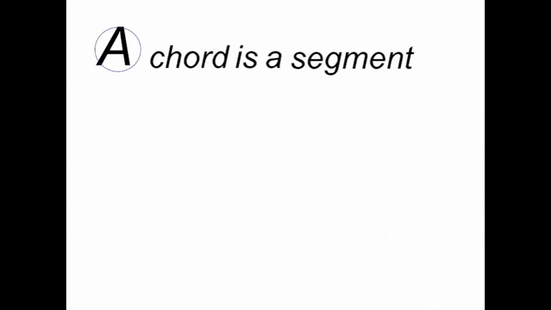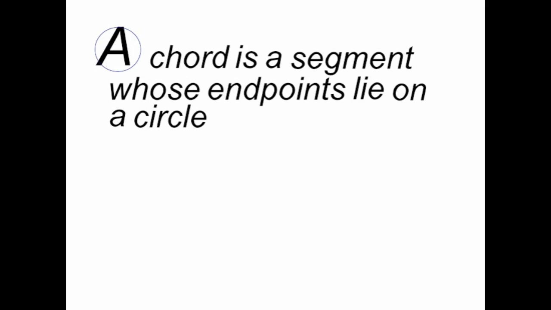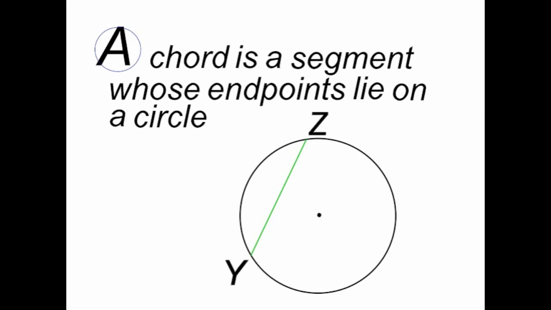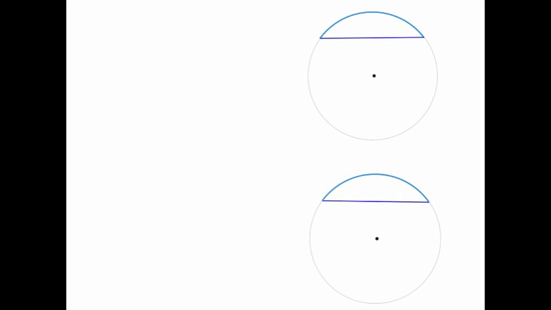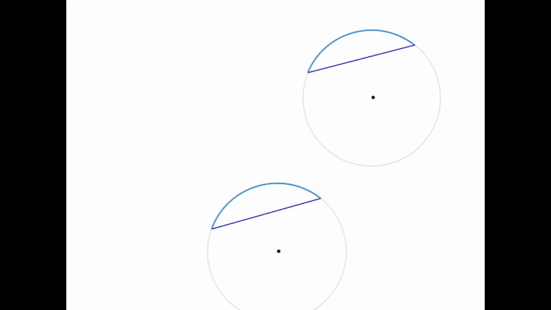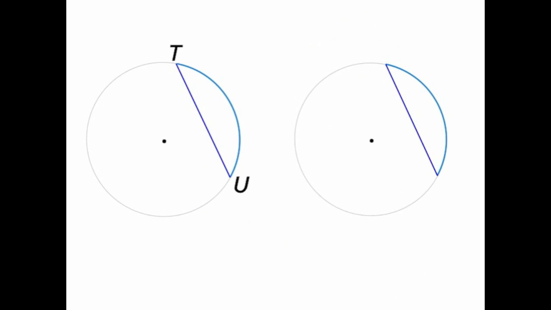With the relationship between arcs and central angles discussed, we can move on to the relationship between arcs and chords. A chord is a segment whose endpoints lie on a circle. Segment YZ is a chord because Y and Z lie on the circle. Here are two things about arcs and chords. In the same circle or in congruent circles, congruent arcs have congruent chords, and congruent chords also have congruent arcs. Arc TU is congruent to arc RS. Likewise, chord TU is congruent to chord RS.